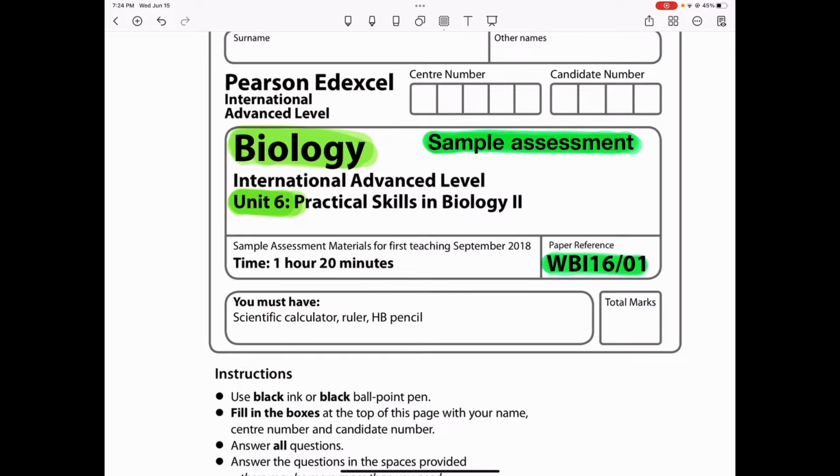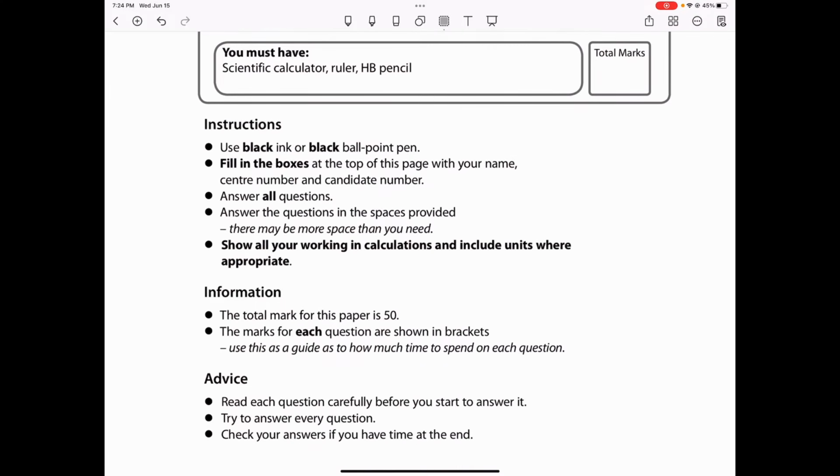Today we will be going through the Pearson Edexcel International A-Level Biology Unit 6, the sample assessment paper. This paper was 50 marks. I will go straight to the first question.